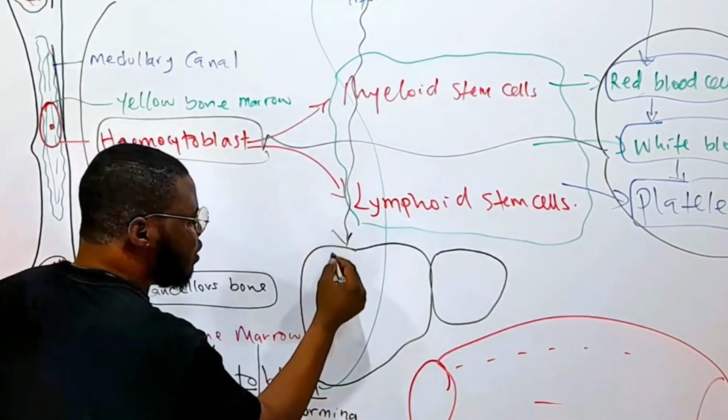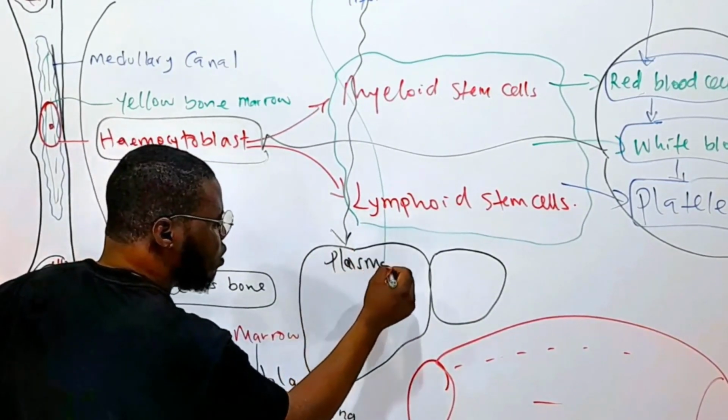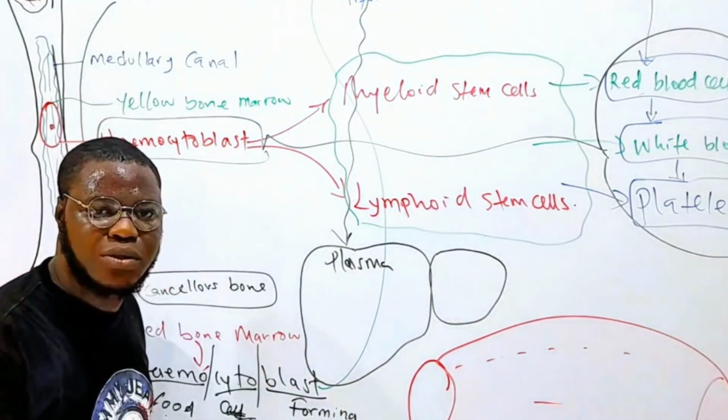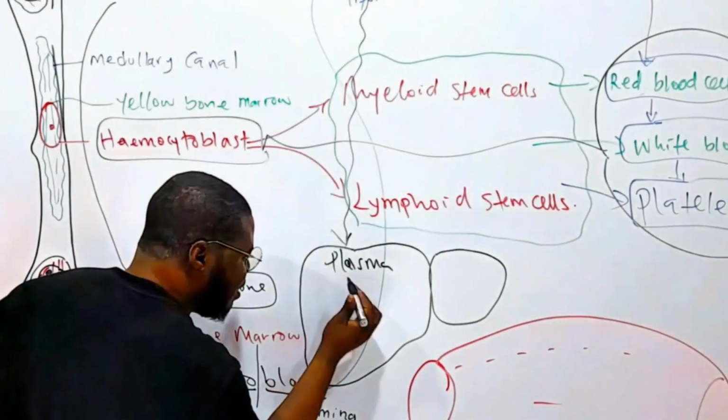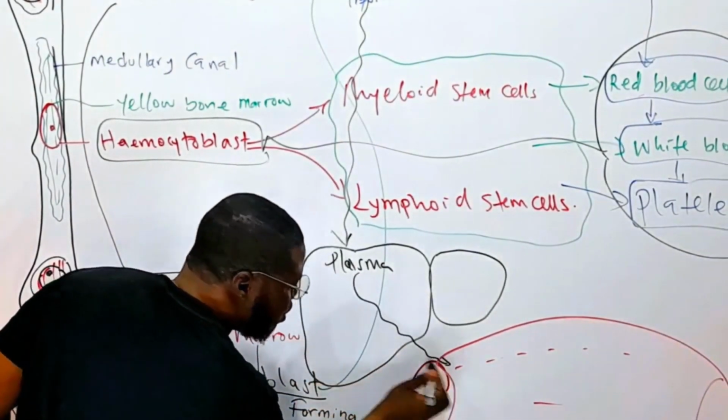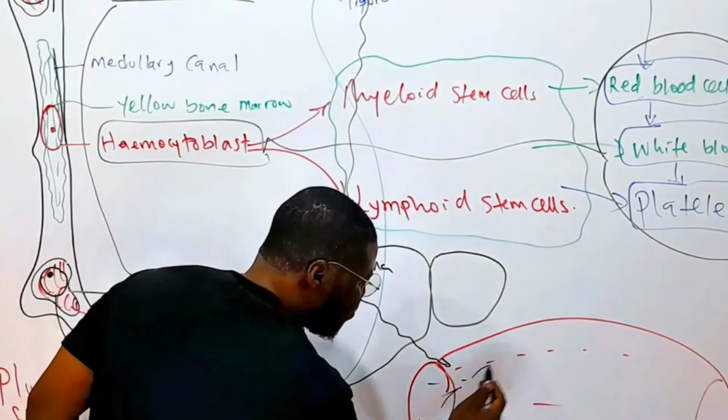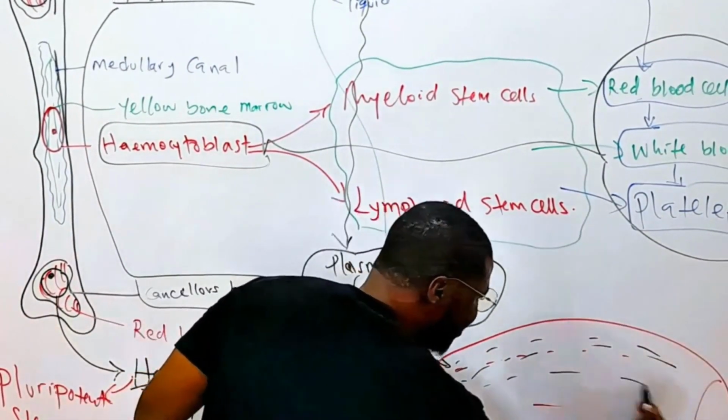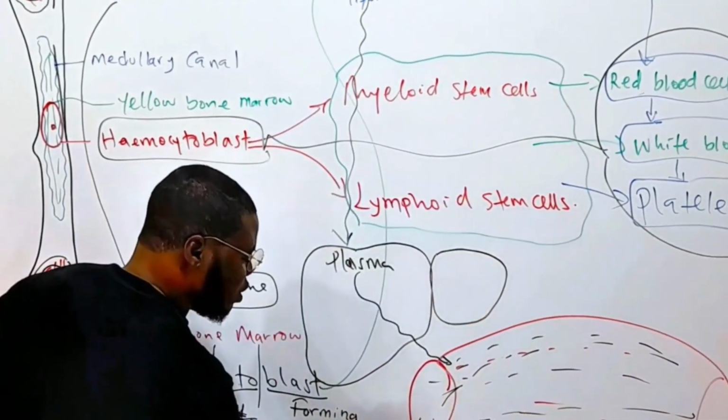So the liver is the one responsible for forming what? For forming the fluid part of the blood, which is what? Plasma. So the liver is going to ooze out the plasma into the bloodstream. And the color of the plasma is actually yellowish.